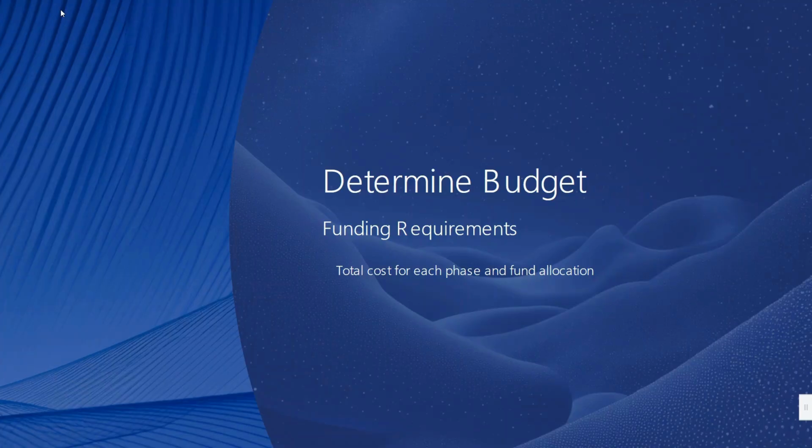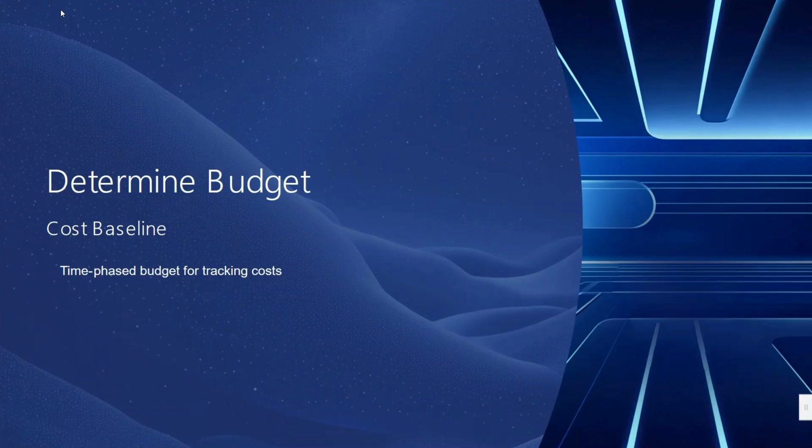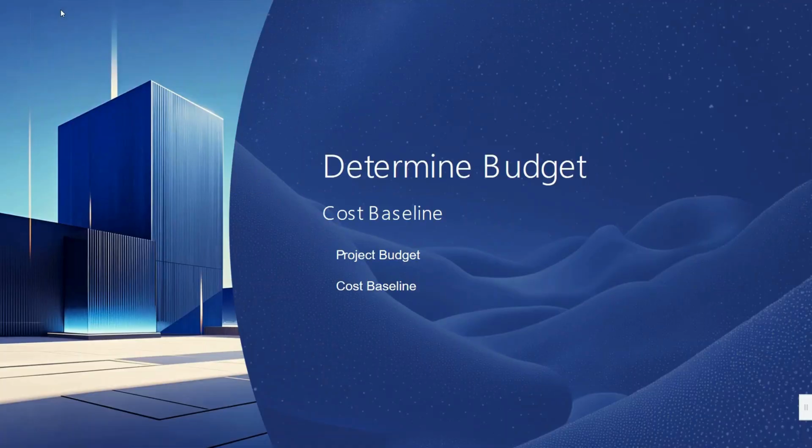Then we will have the cost baseline, a time phased budget used to track and control project cost. Here we have the key outputs after determine budget: project budget, then cost baseline. The project budget is the overall cost of the project, and the cost baseline is the time phased budget used to track spending.